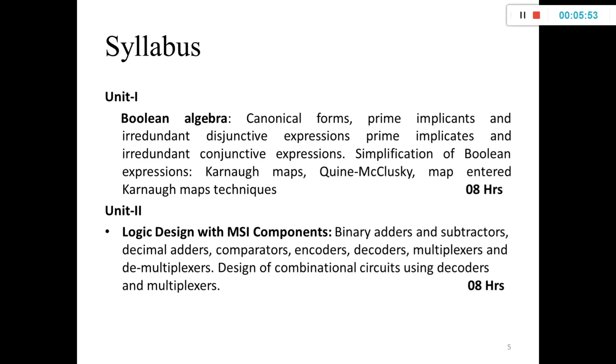Next slide I'll be talking about the syllabus. So what does the syllabus have, and the content of the syllabus. In this unit 1, what we'll be studying is Boolean algebra. In this Boolean algebra we have canonical forms, prime implicants and irredundant disjunctive expressions, prime implicates and irredundant conjunctive expressions, simplification of Boolean expressions, that is Karnaugh maps, Quine-McCluskey, map entered variable, Karnaugh map techniques.